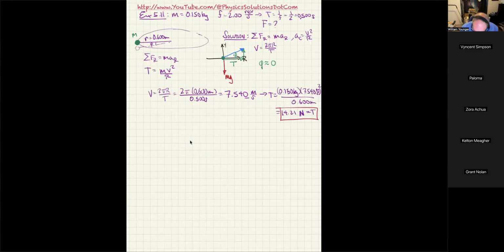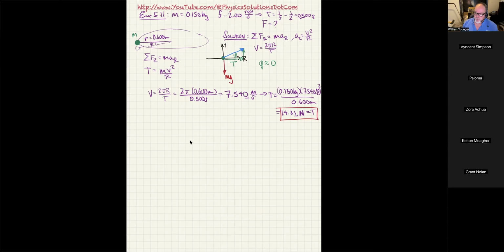So about 14.21. We only had 3 sig figs, so technically I have to underscore that 1 because that's not a sig fig, and I really meant to do that in purple, and twice I wrote it and still didn't get it in purple. Anybody have any questions on that one?